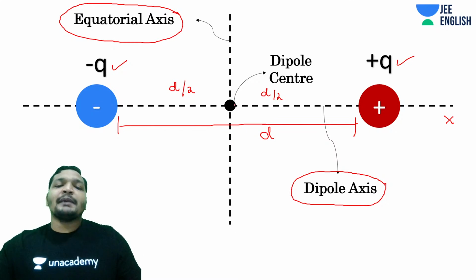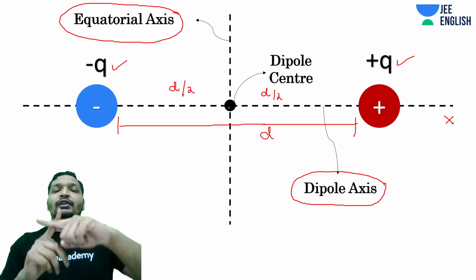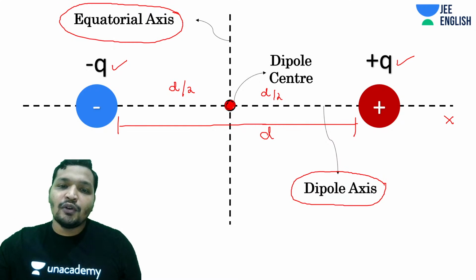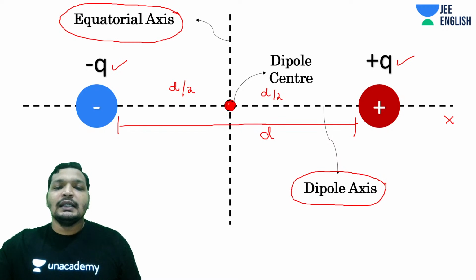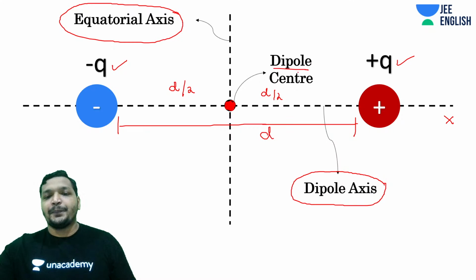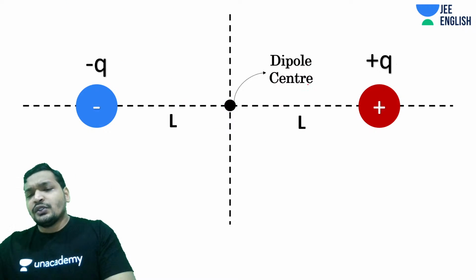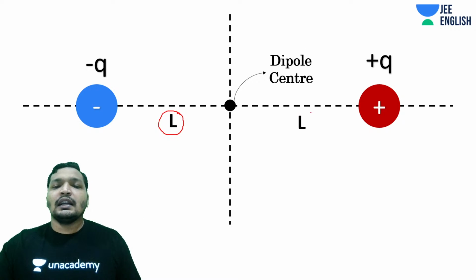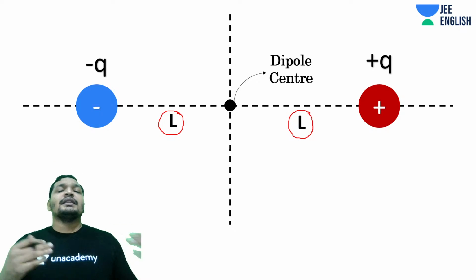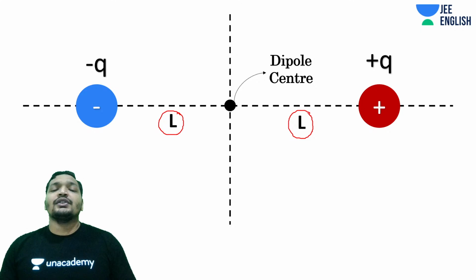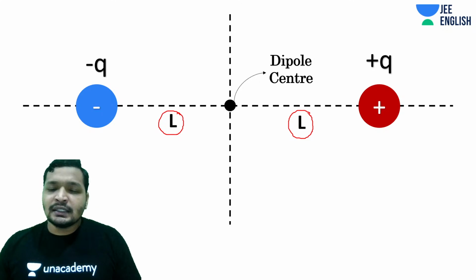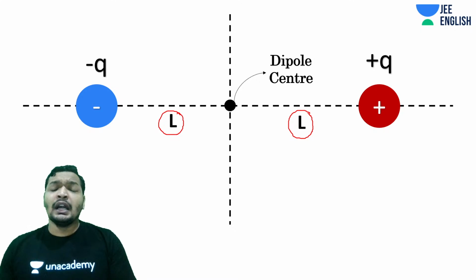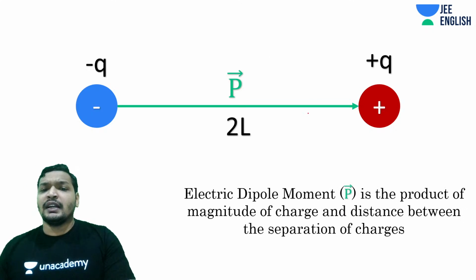And then what is the dipole center? The dipole center is nothing but the point where the dipole axis and equatorial axis intersect. This is known as the dipole center. Really simple. Alright, so that being said, instead of calling it 2D, I can call half the distance L and the other half the distance L. Try to remember things in terms of half the distance L and L rather than using D. We'll quickly understand why, but this will really be useful once we start moving into dipole based concepts. It's a very important concept. Make sure you're understanding everything.